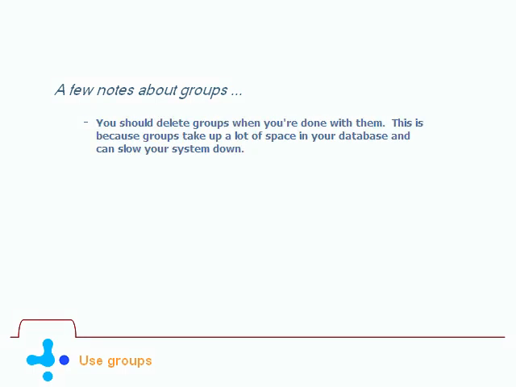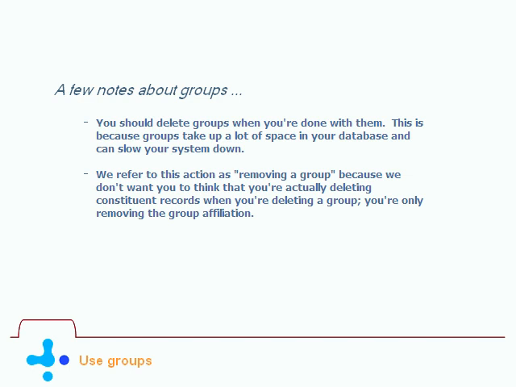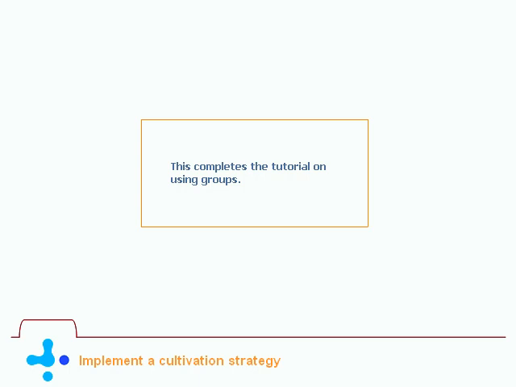You should delete groups when you're done with them. This is because groups take up a lot of space in your database and can slow your system down. We refer to this action as removing a group because we don't want you to think that you're actually deleting constituent records when you're deleting a group. You're only removing the group affiliation. This completes the tutorial on using groups.